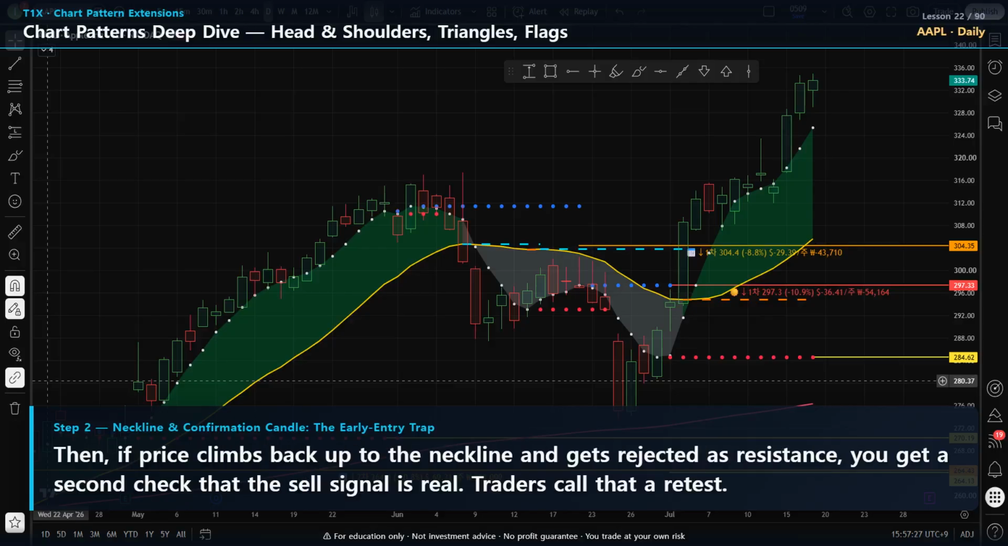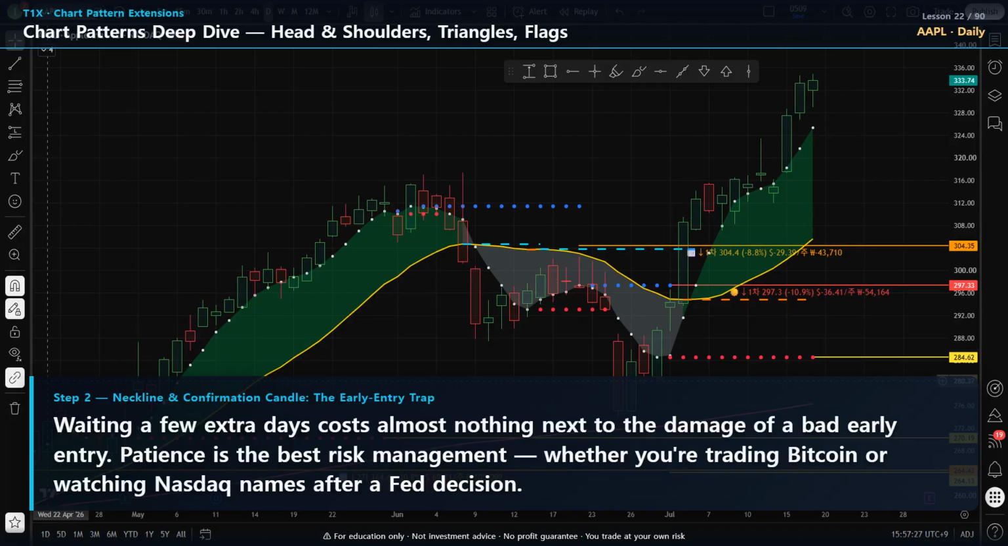And if price climbs back up to the neckline and gets rejected as resistance, you get a second check that the sell signal is real. Traders call that a retest. Waiting a few extra days costs almost nothing next to the damage of a bad early entry. Patience is the best risk management, whether you're trading Bitcoin or watching USUG names after a Fed decision.